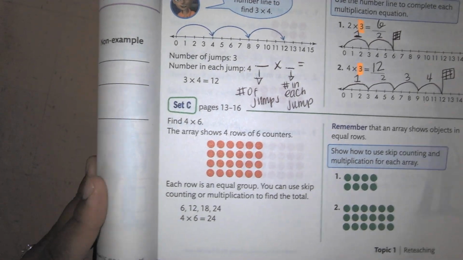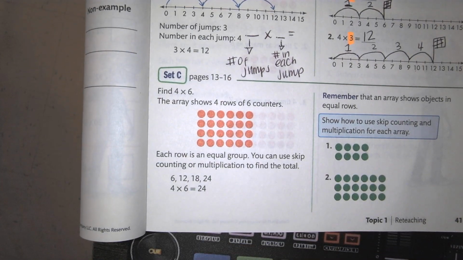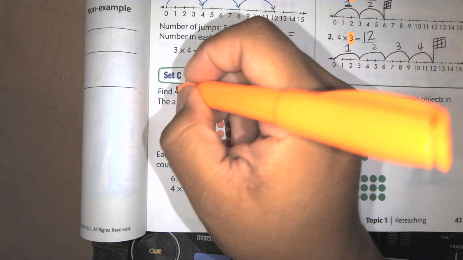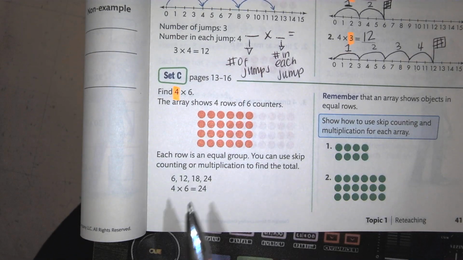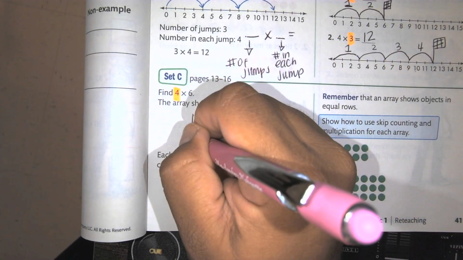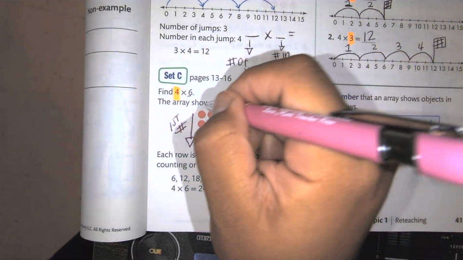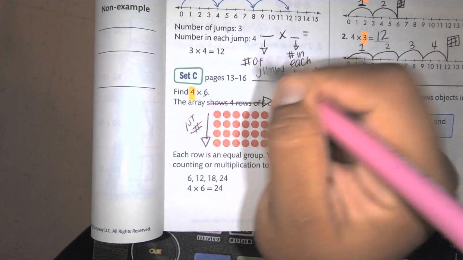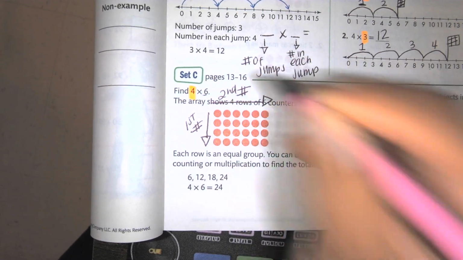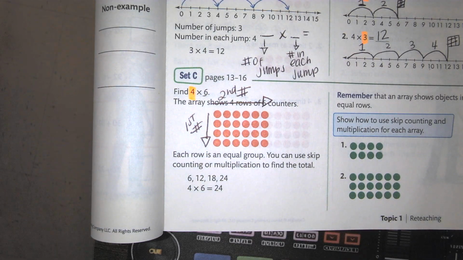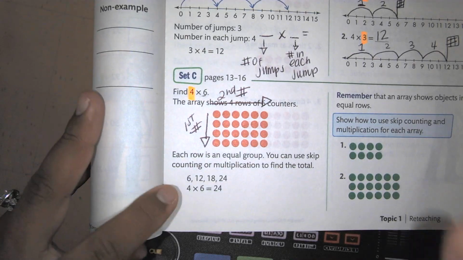Okay. Set C. It says, find 4 times 6. The array shows four rows of 6 counters. The first number is how many are going where? Down. Thank you. The first number goes down. The second number goes sideways, across. So the first number in a multiplication equation is how many are going down in our array. The second number is how many are going where, Alani? Across. Thank you.